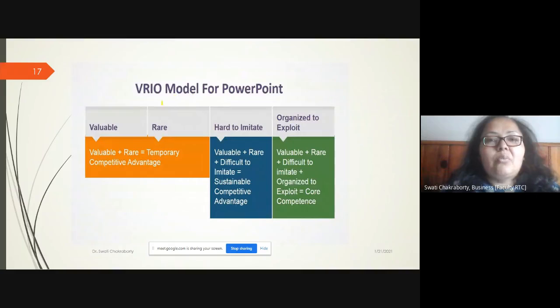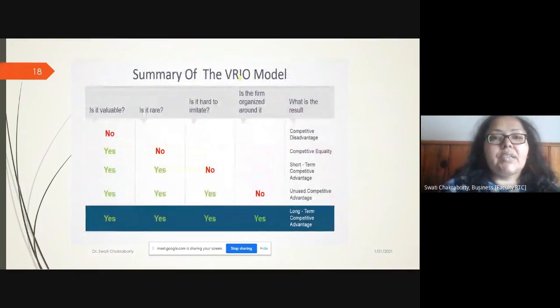So the VRIO model, this is it: valuable, rare, hard to imitate, organized to exploit. Valuable plus rare, as I said, gives a temporary competitive advantage. When you have all three, that is a sustainable competitive advantage. And when we have all four, that gives you a core competency. This is the same model again, written in this way.